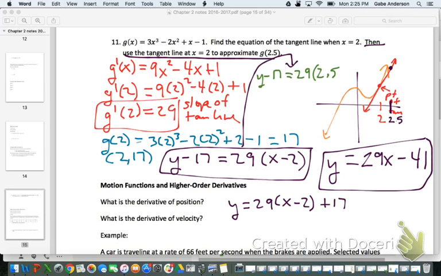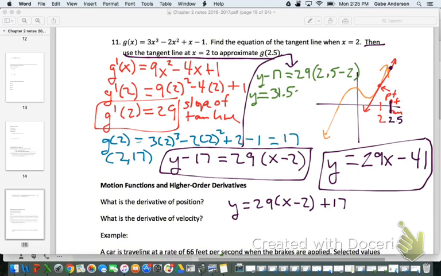So I'm plugging 2.5 in for x, but I'm doing it with my line, not my curve, because what did it say for us to use? The line, right? So I'm going to use the line, just like it said. What follows is a little bit of arithmetic. 2.5 minus 2, of course, is 1/2. Half of 29 is 14.5. If I add 17, I think I'm going to get 31.5. So y equals 31.5.